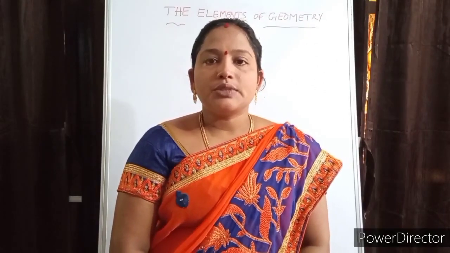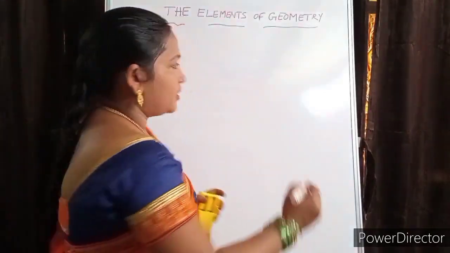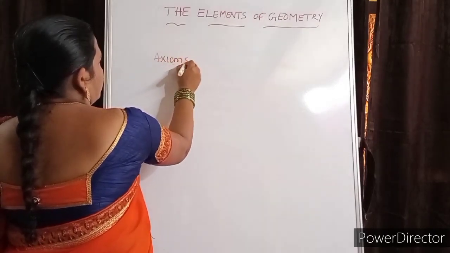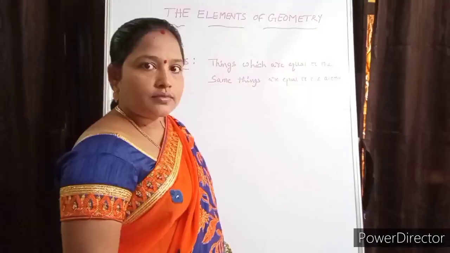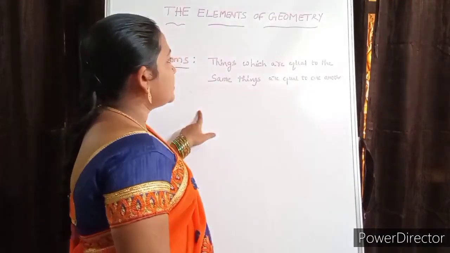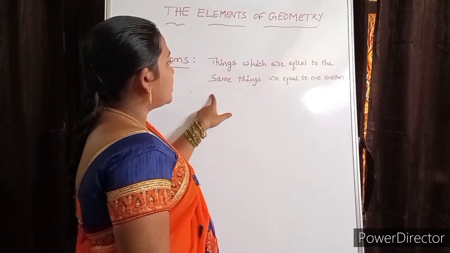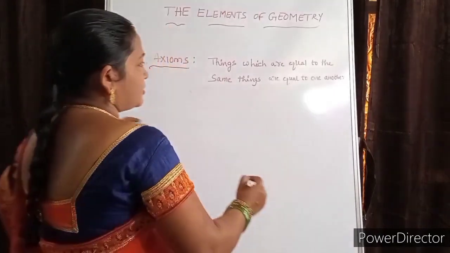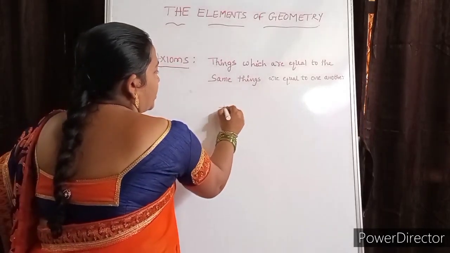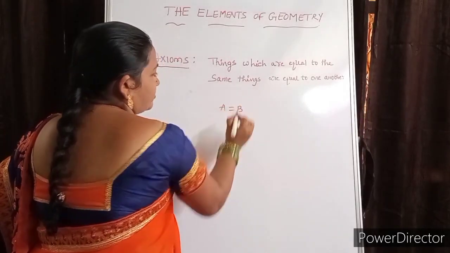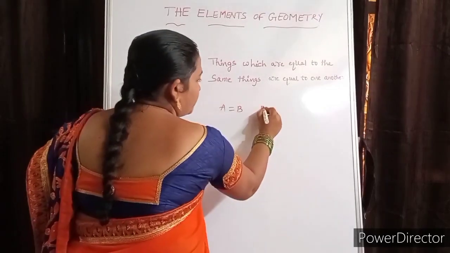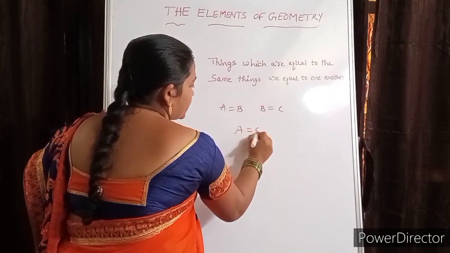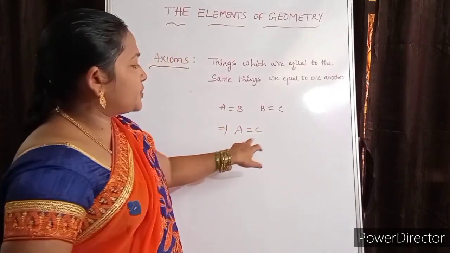Some of the axioms of Euclid. Things which are equal to the same things are equal to one another. That means A is equal to B and B is equal to C, then A is equal to C.